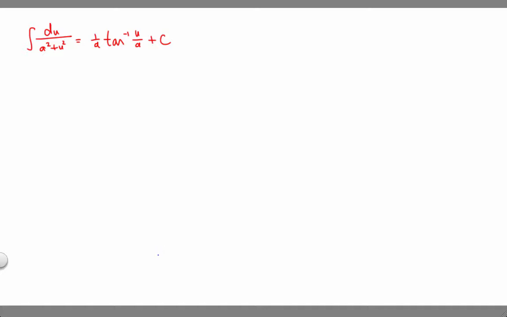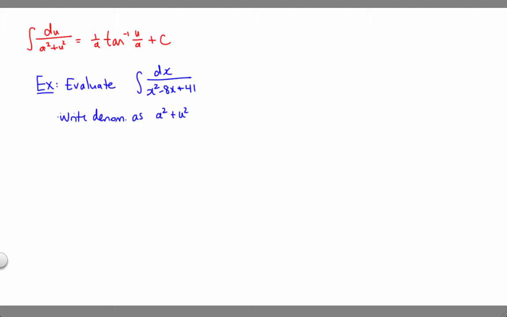Here I've recopied the arctan formula, and let's try one more practice example. First thing we'll want to do here is rewrite the denominator. And for the arctan form, you want your denominator to look like a squared plus u squared. Okay, now at first glance it might not be obvious how to rewrite this as a sum of squares. What we need to do is think back to a special technique called completing the square.